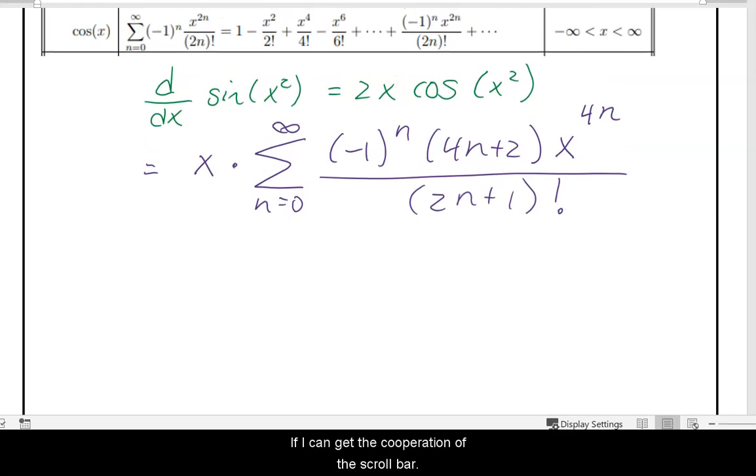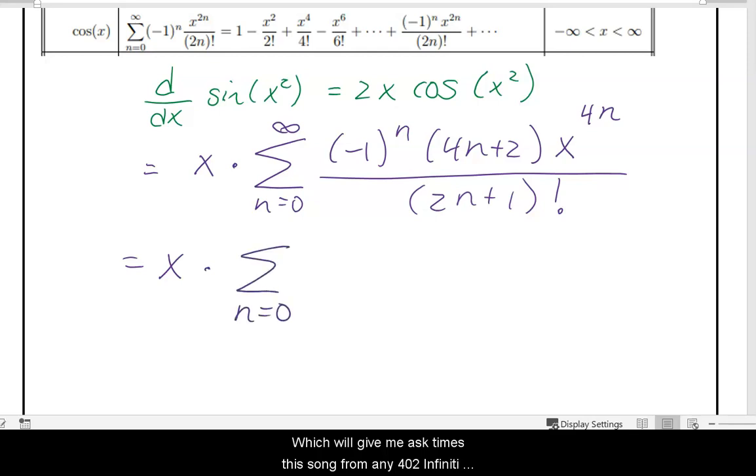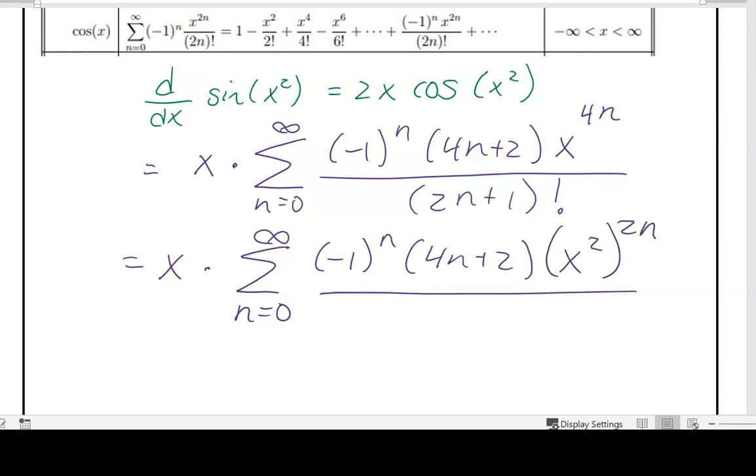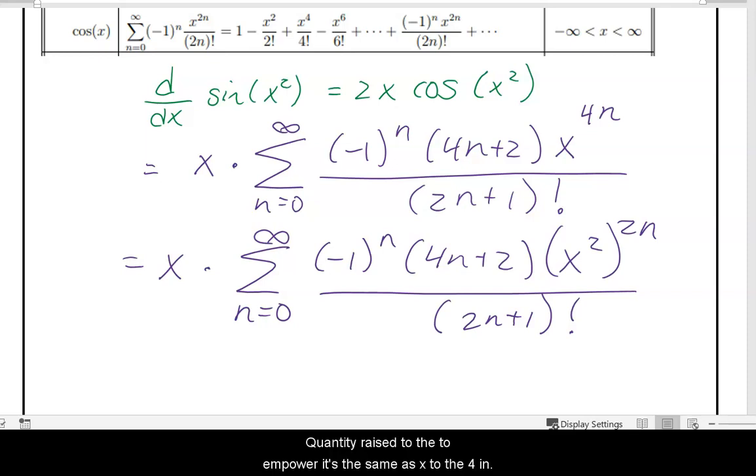If I can get the cooperation of the scroll bar, which will give me x times the sum from n equals 0 to infinity of negative 1 to the n, times 4n plus 2, times x squared, the quantity to the 2n power. Realize that when you have one base and two powers, the power rule tells you to multiply the powers. So x squared, quantity raised to the 2n power, is the same as x to the 4n.